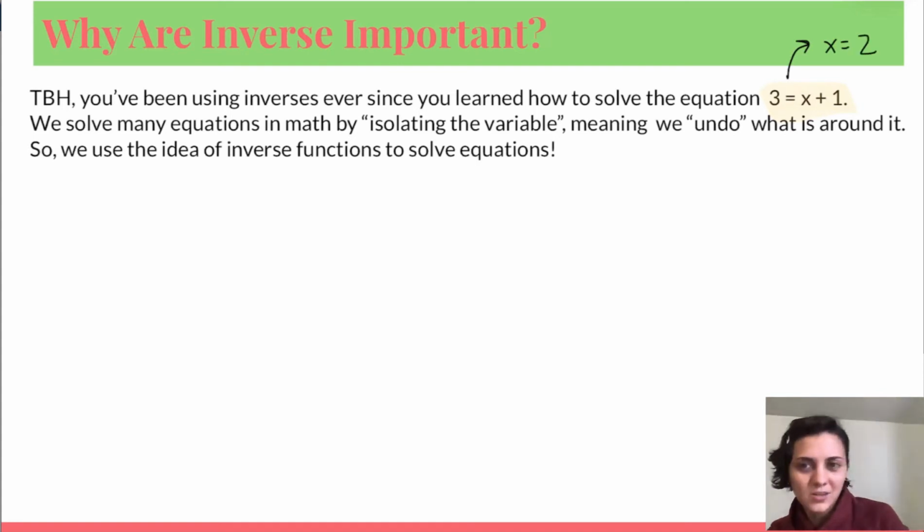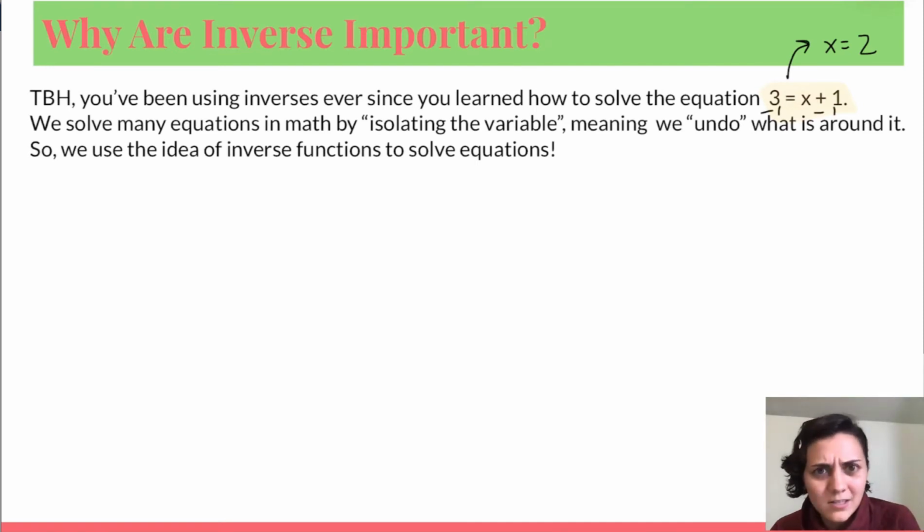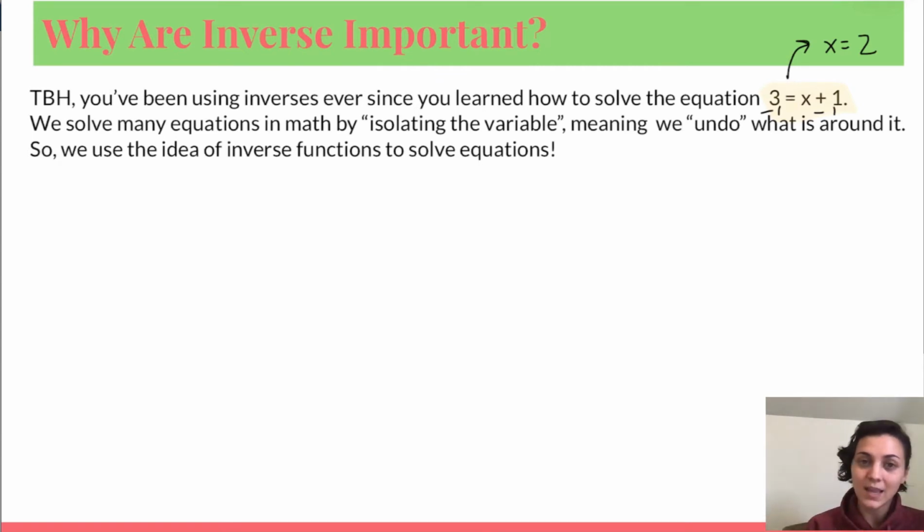And I would say, how did you get that? How do you know x equals 2? A lot of you would say, well, I knew to solve for x, I had to subtract 1. So you subtracted 1 from both sides. And I'd say, how did you know how to do that? You'd say, because I had to cancel out the 1s. This idea of canceling out to isolate the variable, to get x by itself, means we're actually using inverses.